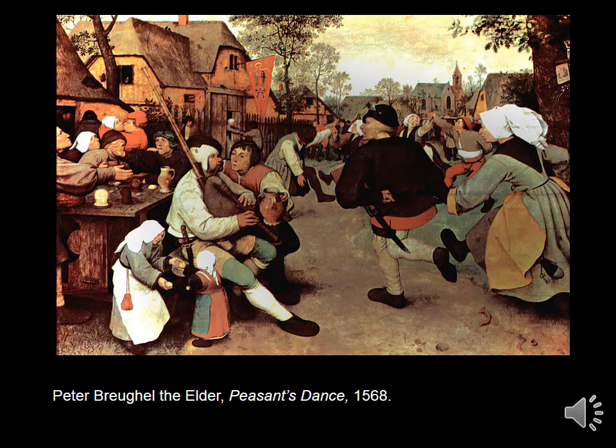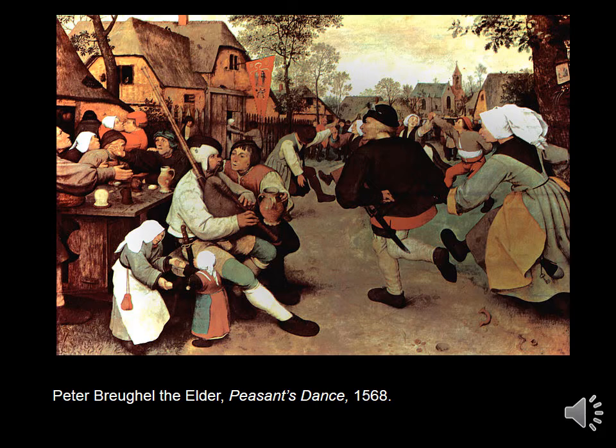I can't get the animation tools to work here, so I can't circle things for you. So I'll just try to describe where in the scene you need to look. So in the scene we see a group of peasants dancing in front of a tavern.